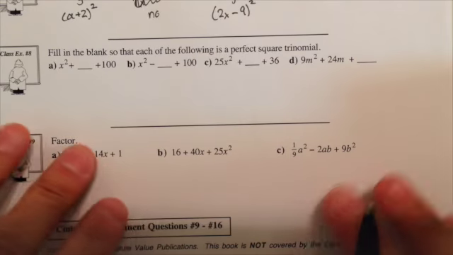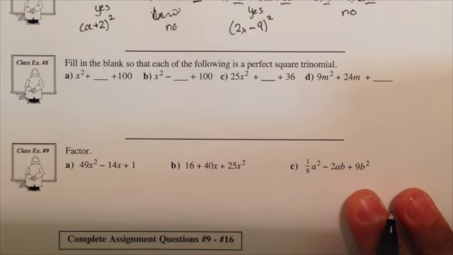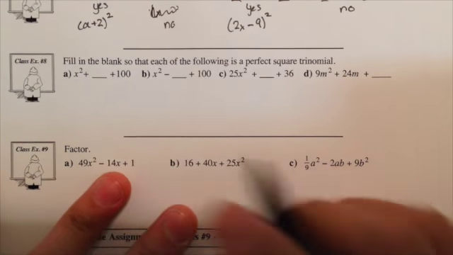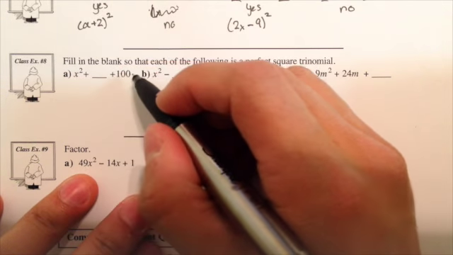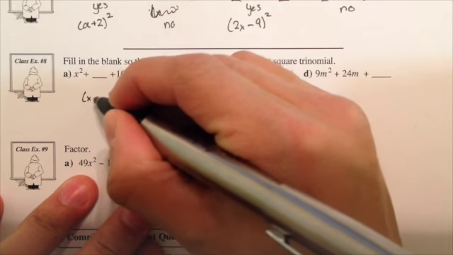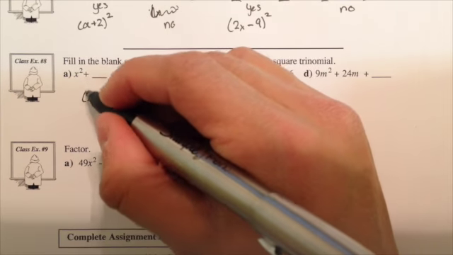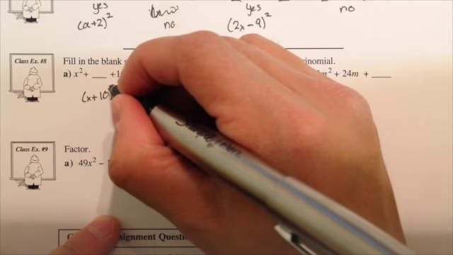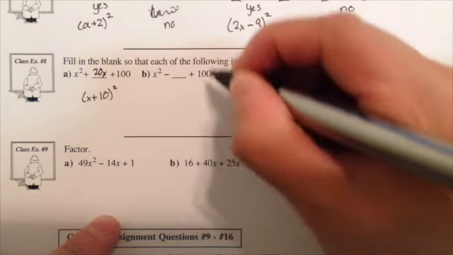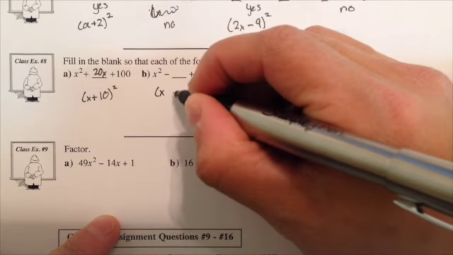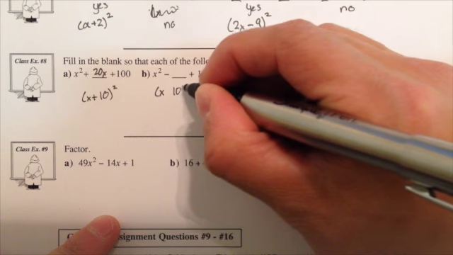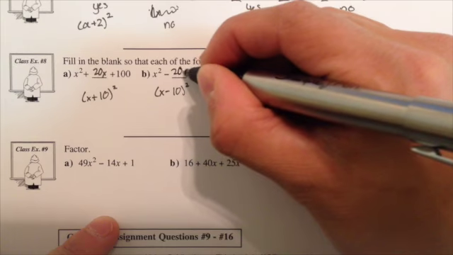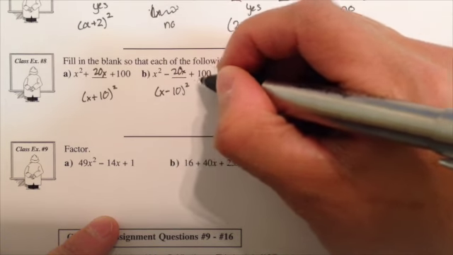Now, example 3, or 8. Fill in the blank so that each of the following is a perfect square trinomial. Alright, so x squared and 100. So both of those are perfect squares. So x and 100 being 10. If we square that, 10x times 2 would be 20x. Again, we can do the same thing, x and 10, but since we have a negative here, it's going to be x minus 10. So negative 20x. 10 times x is 10x times 2 is 20x.